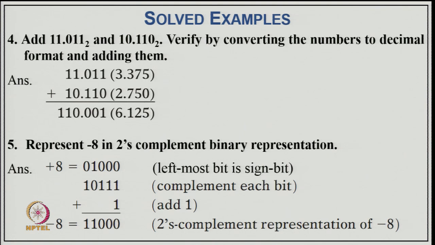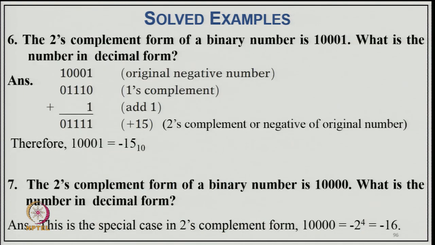Represent minus 8 in second complement representation. So, plus 8 is 0 1 0 0 0, you take the first complement, which just interchanges the bits. So, 0 becomes 1, 1 becomes 0, and 0 0 becomes 1 1, then add 1 to get the second complement. So, it becomes 1 1 0 0 0, that represents minus 8. That is the second complement representation of minus 8. You can call the first bit the sign bit, that is minus, and the remaining is 8.